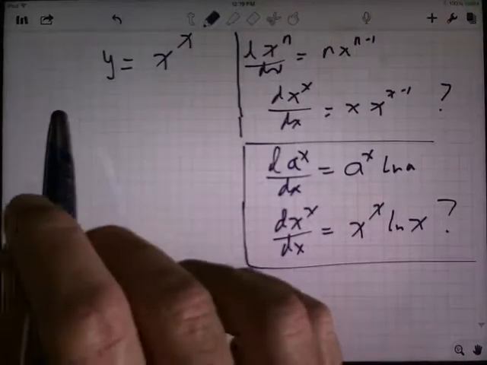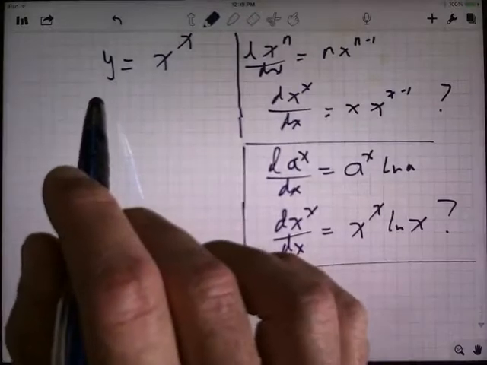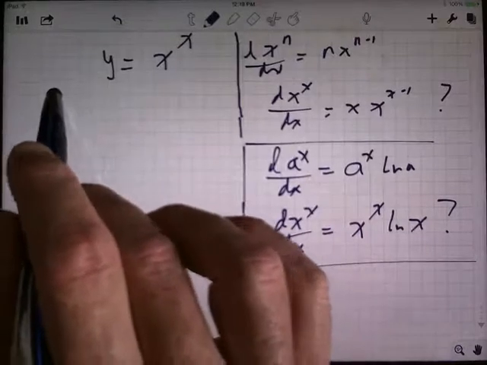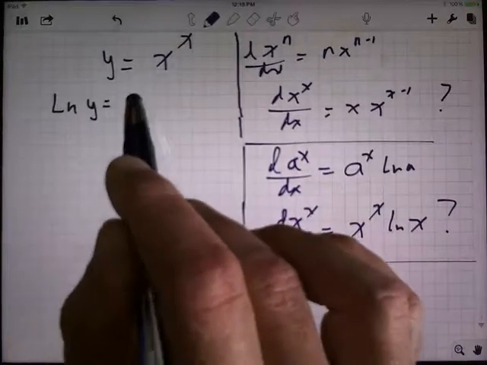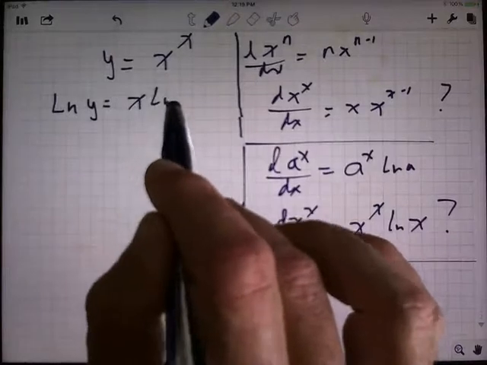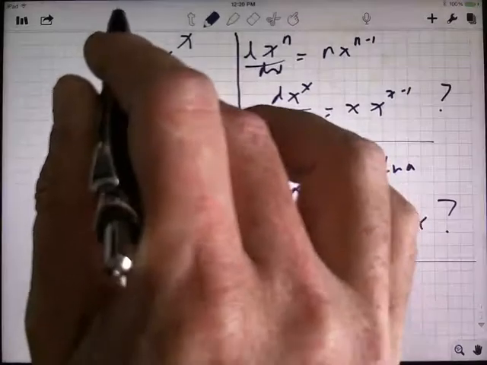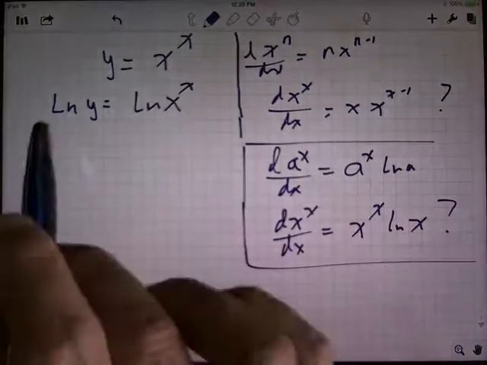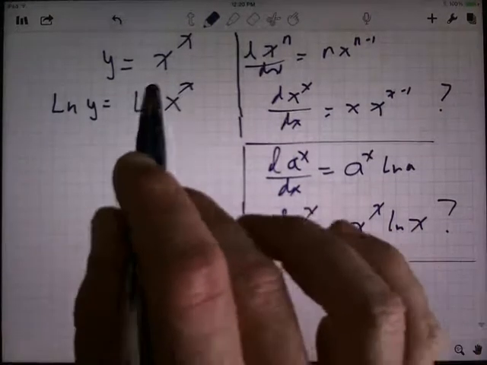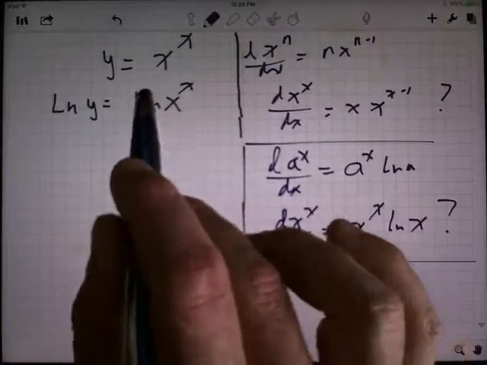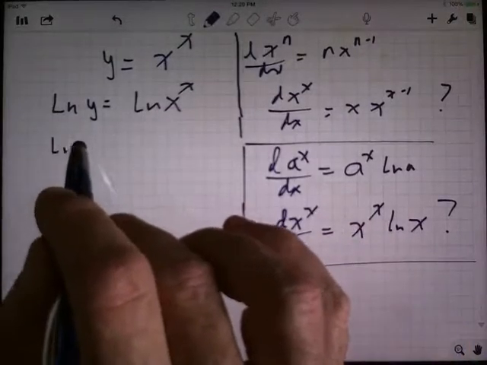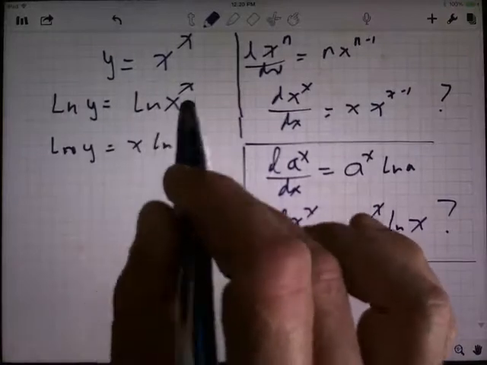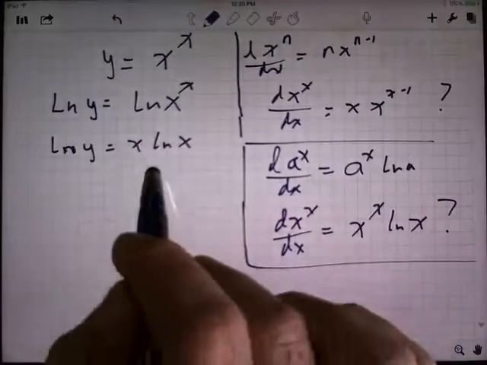What I'm going to do is use logarithmic differentiation to turn it into something I can handle, that I've worked with before. So if I take the natural log of both sides, natural log of y equals the natural log of x to the x, just taking the natural log of both sides. And I'll use the properties of natural log here to break this up a little bit. Natural log of y equals x times the natural log of x, because that power can be written out in front as a multiplier.